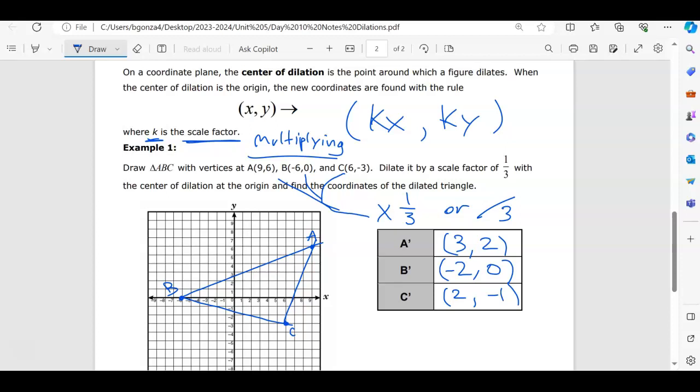Remember, to do a transformation, I got to see it on the graph, the final points. Here we go. 3, 2, plot that point. 3 to the right, 2 up, call it A prime. Negative 2, 0, left 2, call it B prime. 2, 1 is right 2 down 1, call it C prime. And then can you connect those dots?